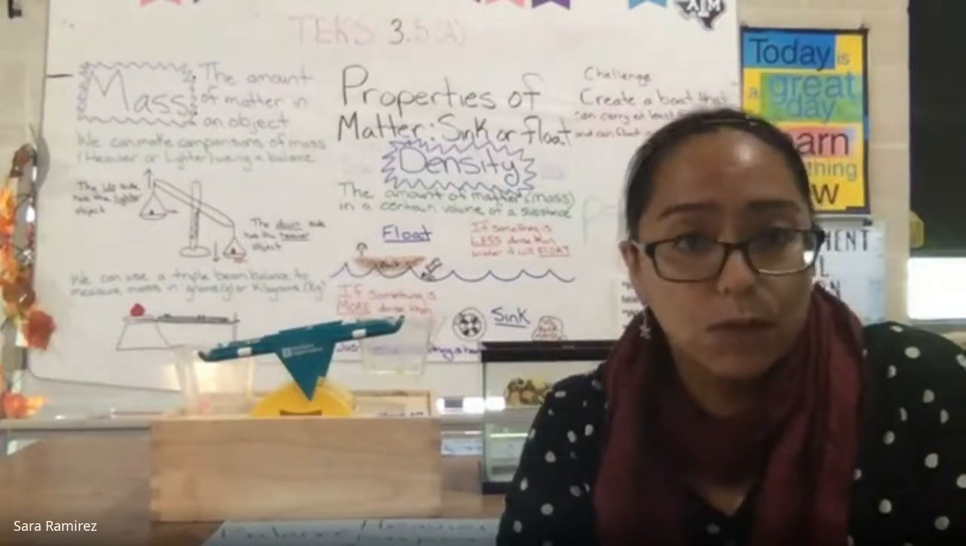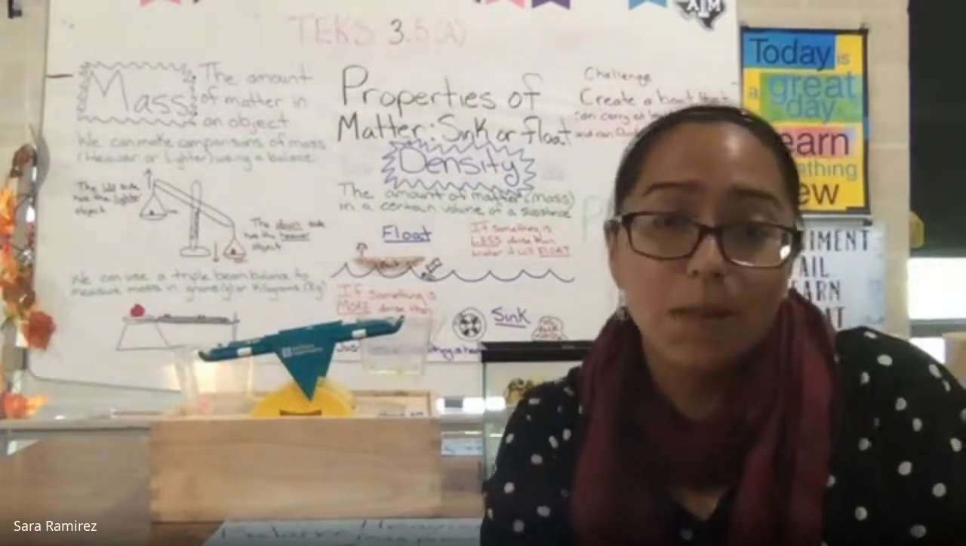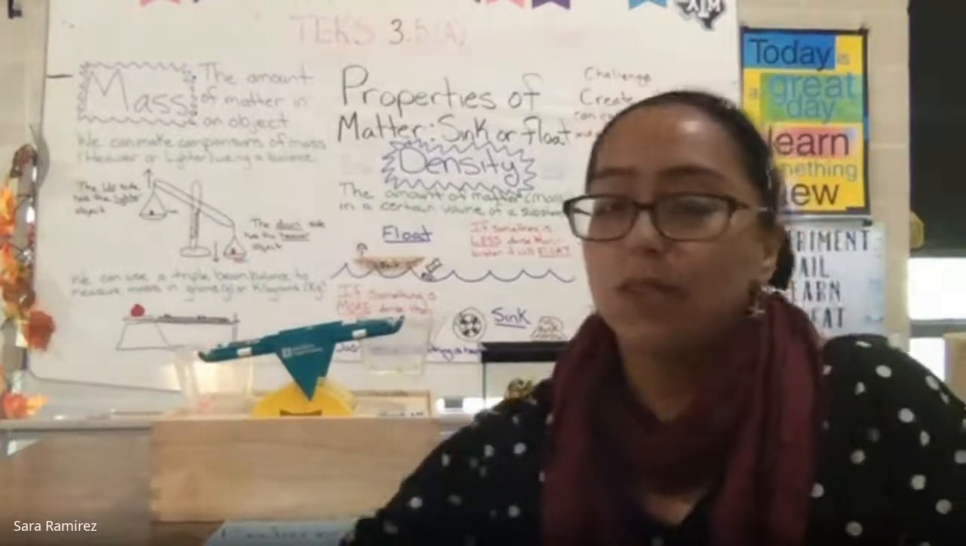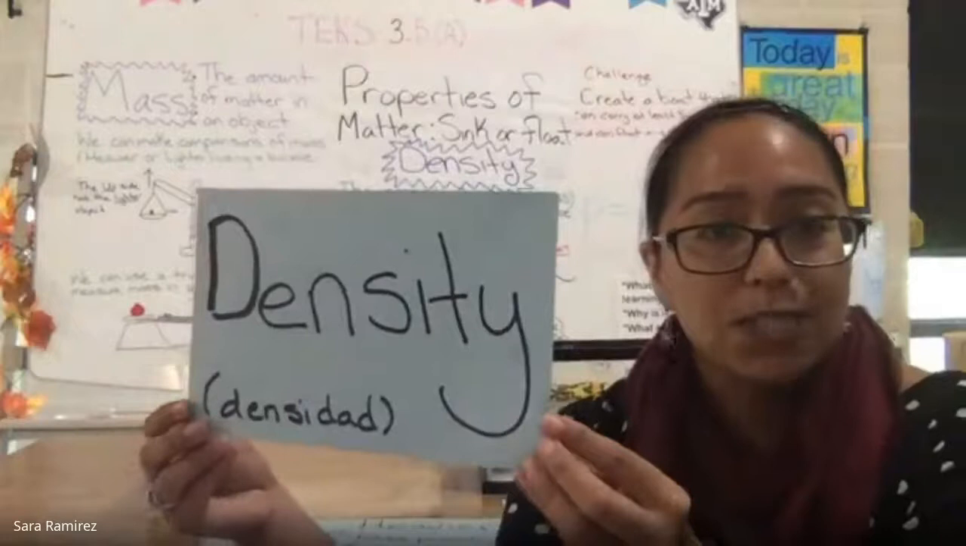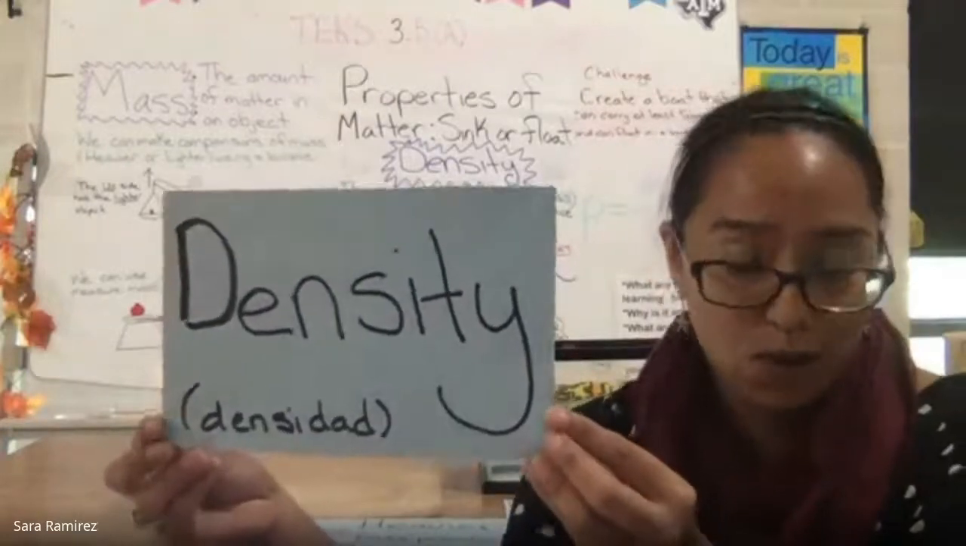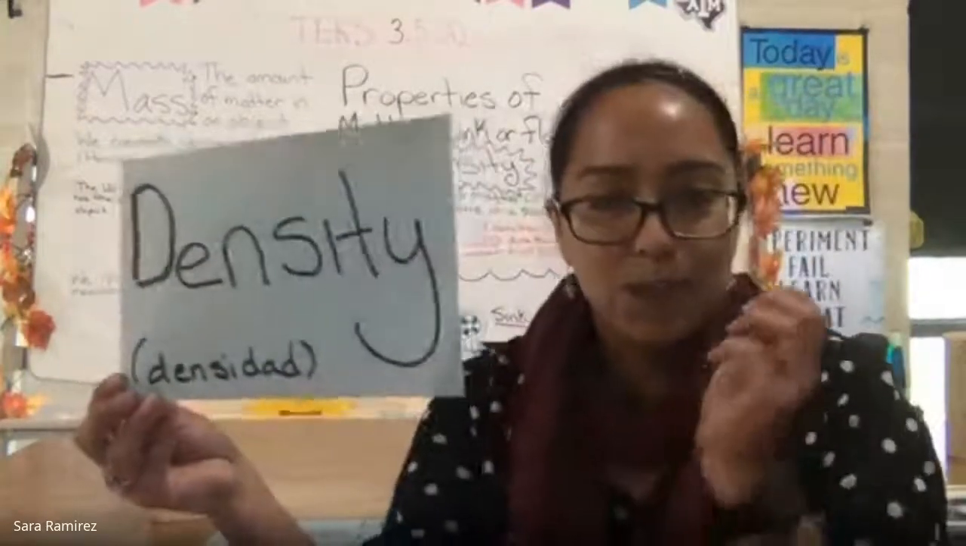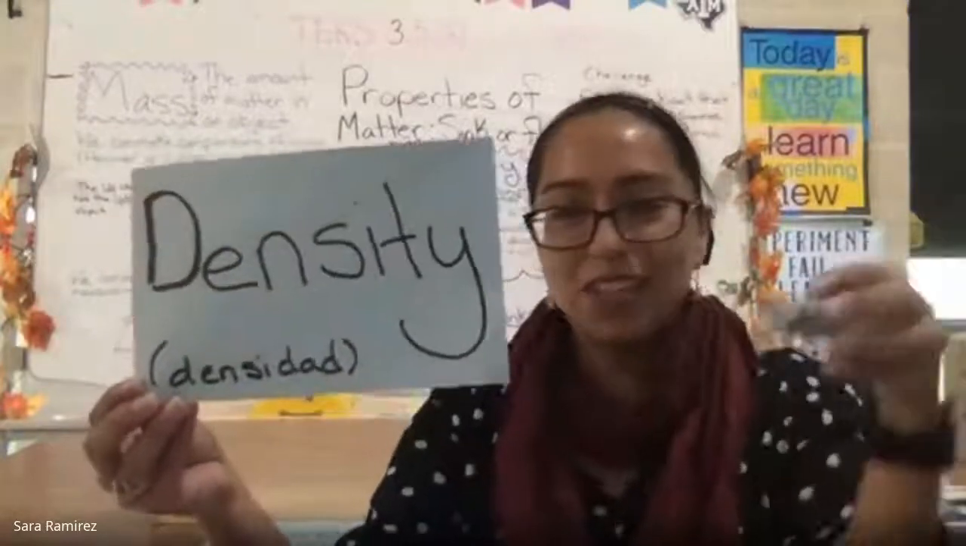Now, the reason that we had to learn about mass was because mass plays a role in whether an object will sink or float. So when we combine concepts of mass and volume, we get what's called density. And density is simply an object's mass per unit volume.